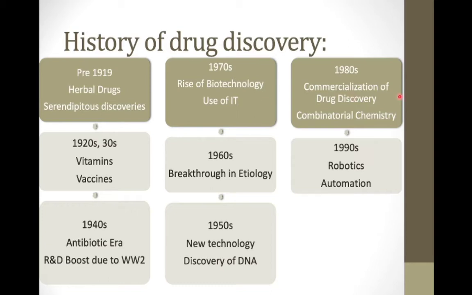In the 1980s, we started to see the commercialization of drug discovery. So many drugs were being patented, and they were coming through for delivery for targeted therapy in cancer. And also the use of combinatorial chemistry, which we'll focus on later. And in the 1990s, we started to use robotics in high throughput screening, and this involved automation of the drug discovery process.